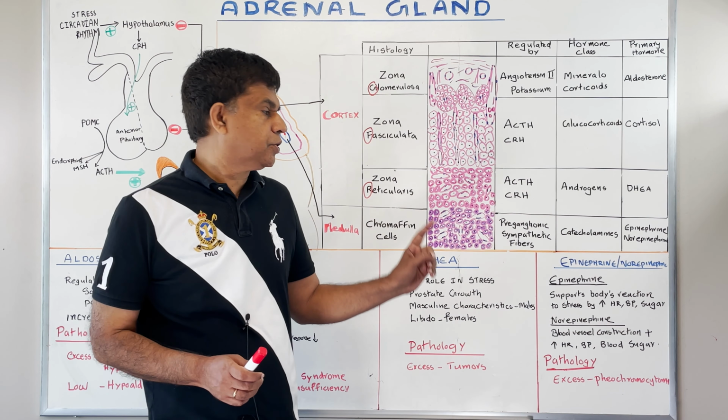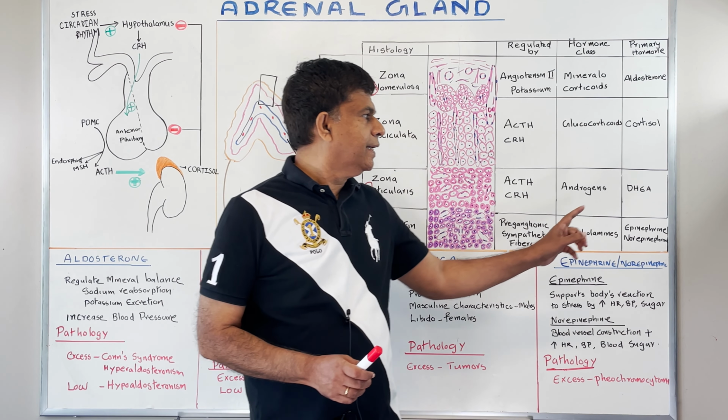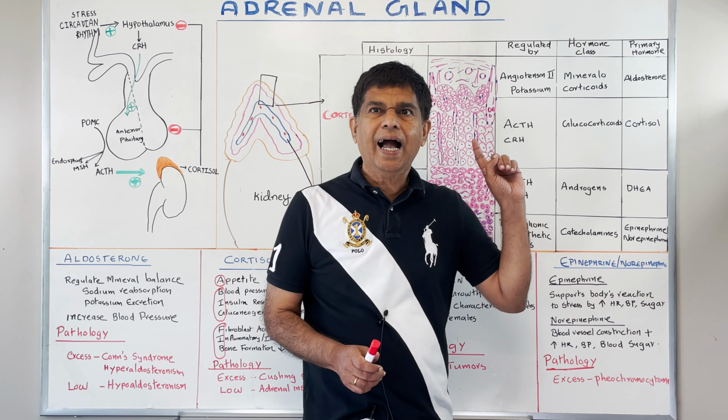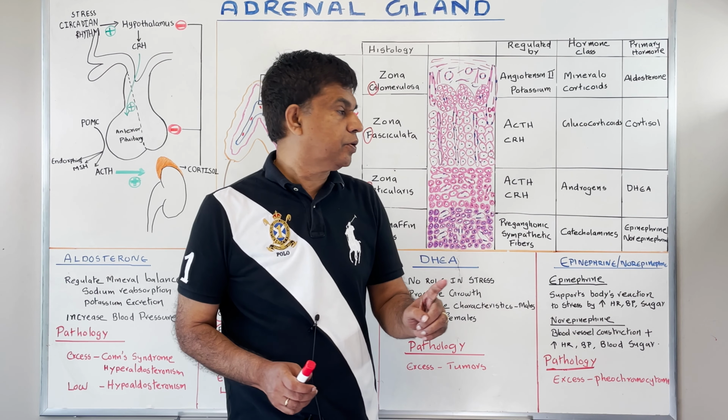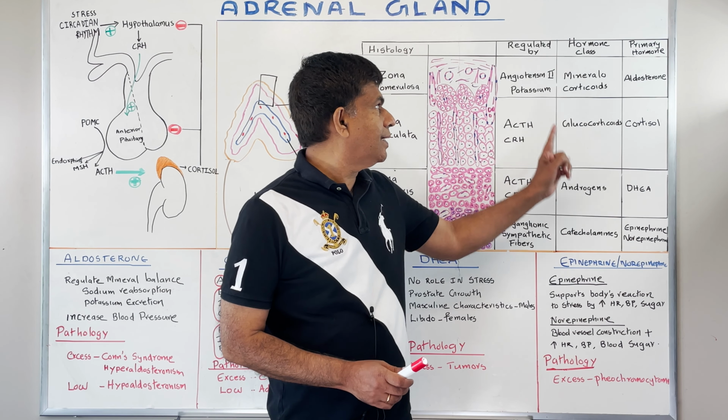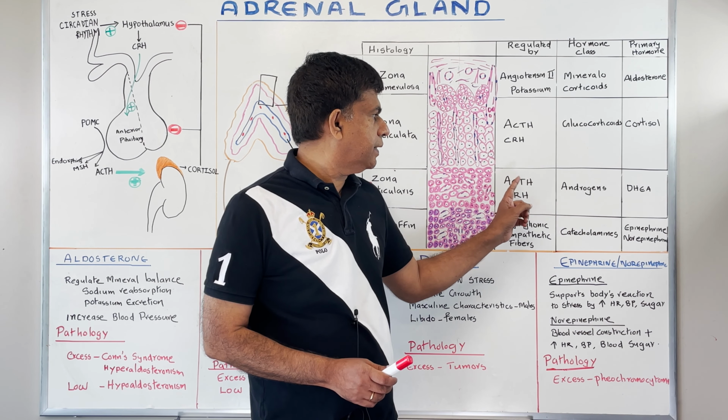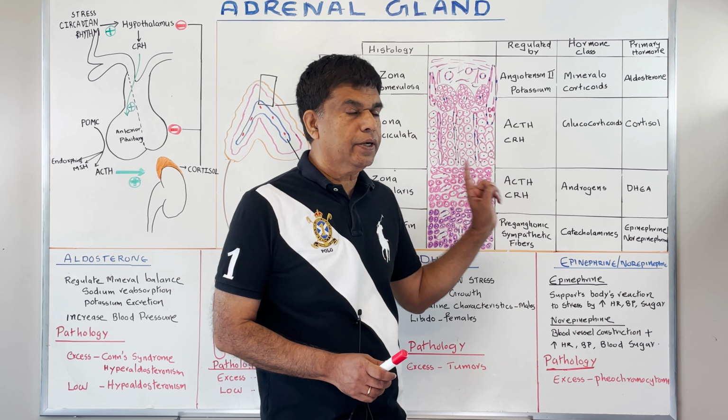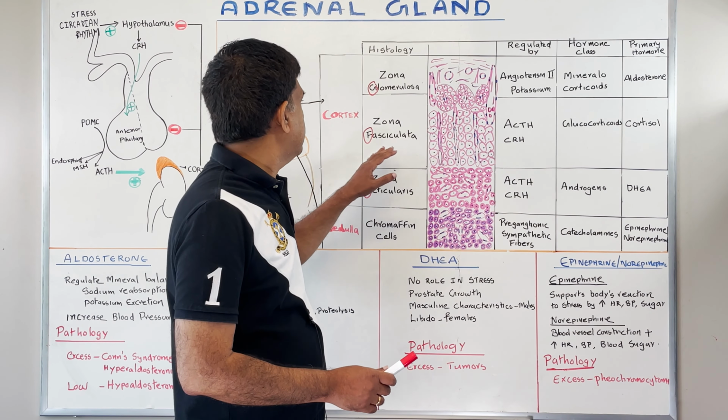Zona reticularis, what does it produce? DHEA, dehydroepiandrosterone, my friend. Now what class does it belong to? Androgen, and it's regulated by ACTH and CRH. Okay, we covered the cortex.